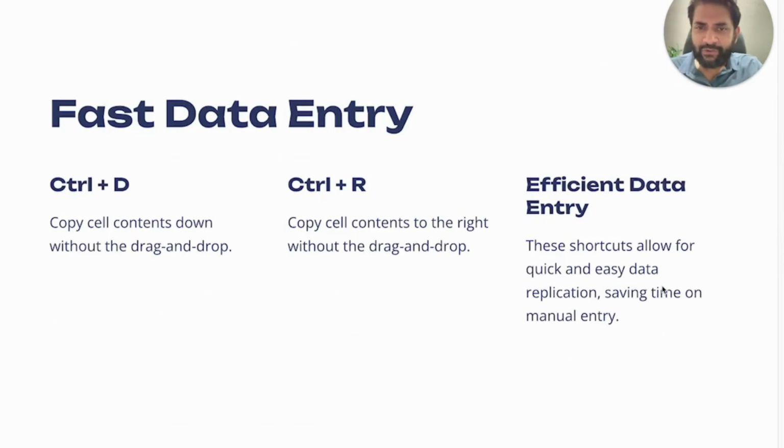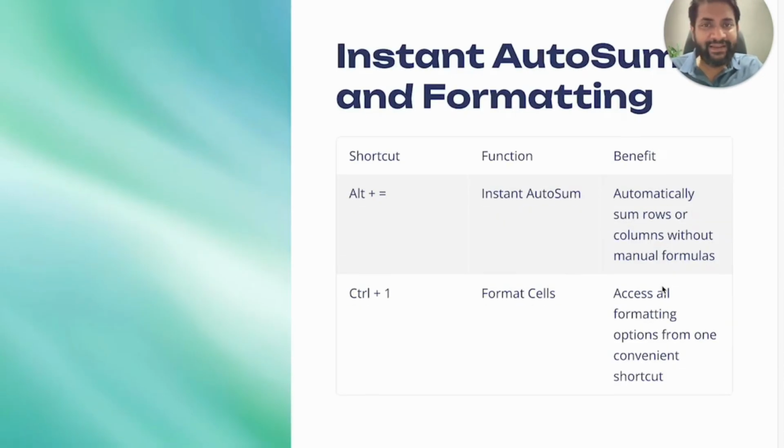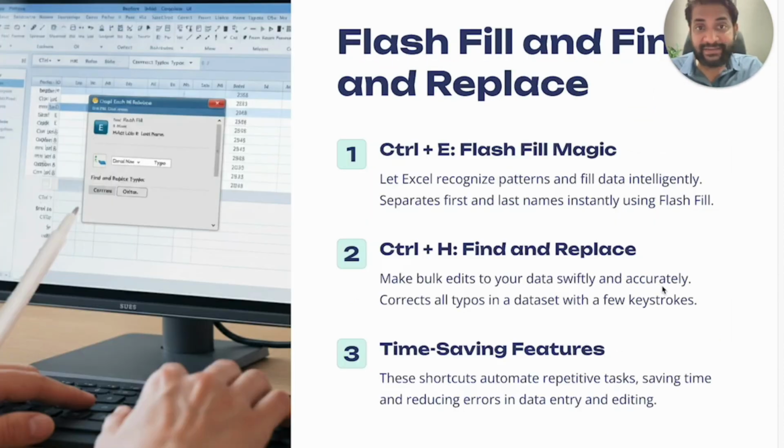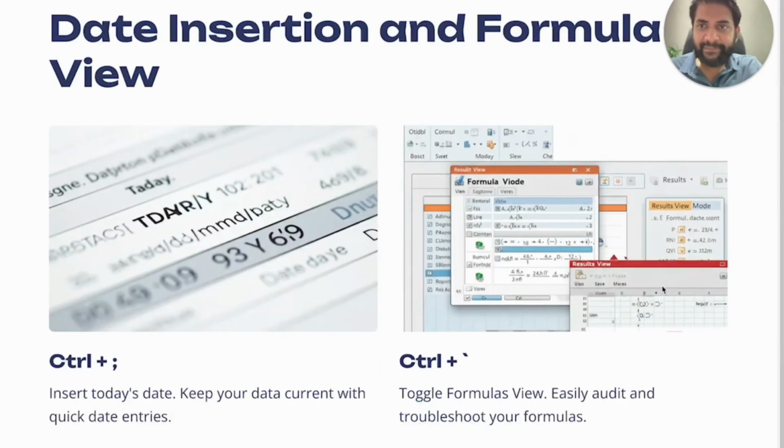There's this shortcut of Control plus D and Control plus R. So copy cell contents down without the drag and drop, copy cell contents to the right without the drag and drop. And these shortcuts allow for quick and easy data replication, saving time on manual entry. Instant auto sum and formatting: Alt plus equals is instant sum, and Control plus 1 is format cells. Flash fill, Control plus E is the flash fill, Control plus H is find and replace. So all of these shortcuts automate repetitive tasks, saving time and reducing errors in data entry.